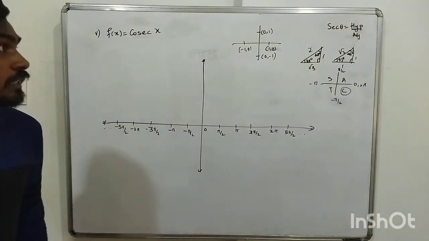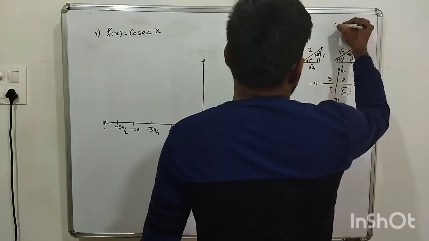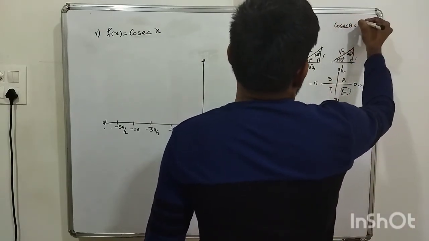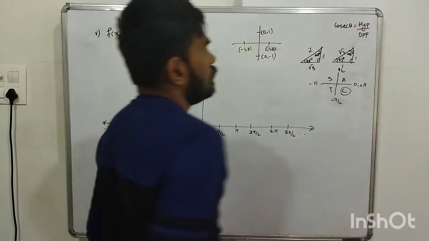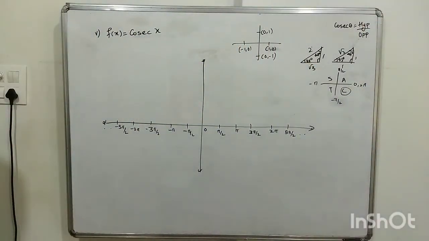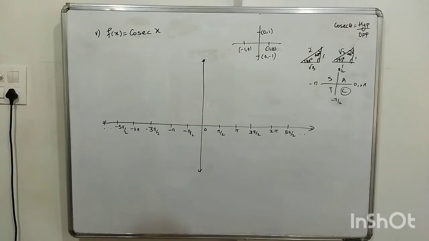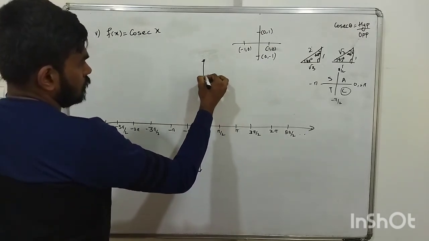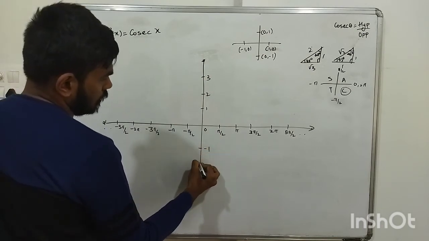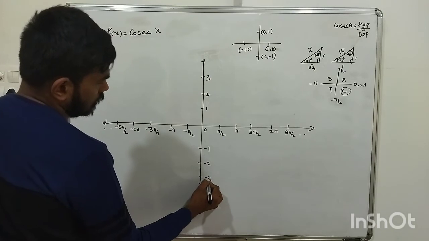Cosec is the reciprocal of sine, as you all know, and cosec theta is hypotenuse upon opposite. Correct? Cosec theta is hypotenuse upon opposite. Now, this also will take 1, 2, 3, minus 1, minus 2, minus 3.